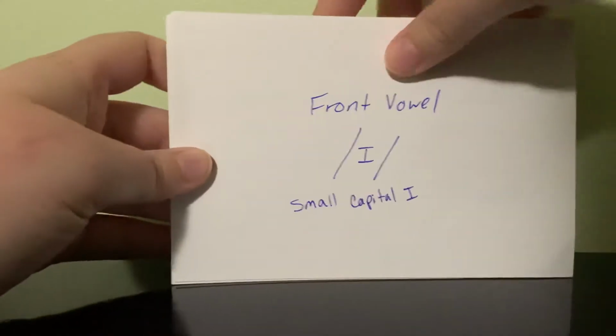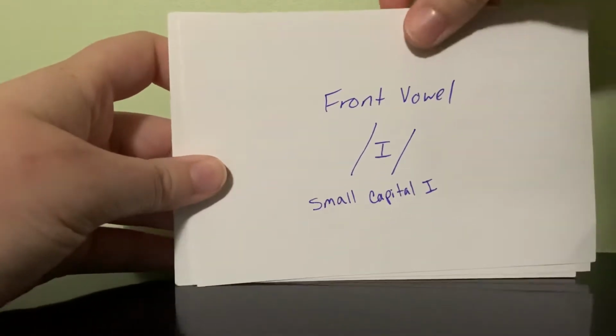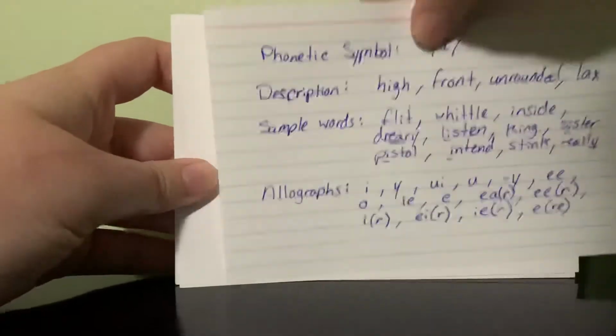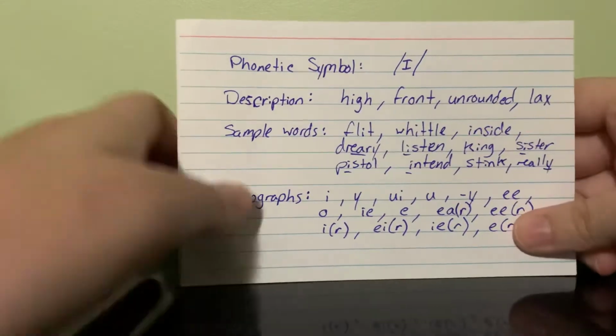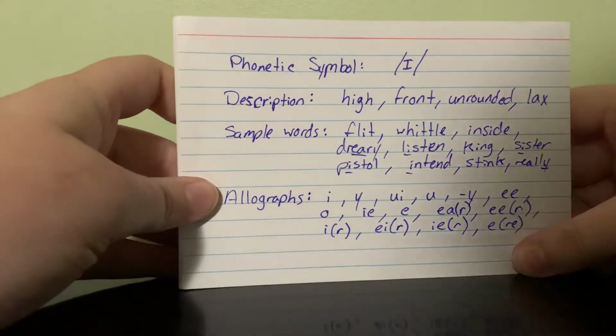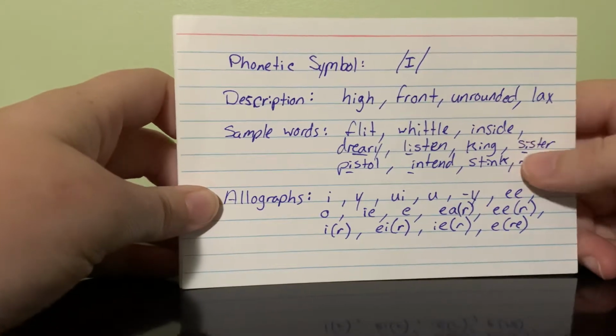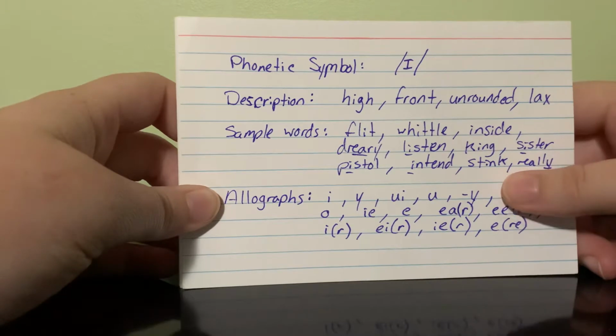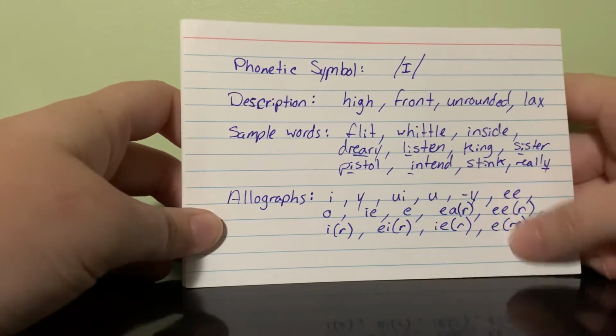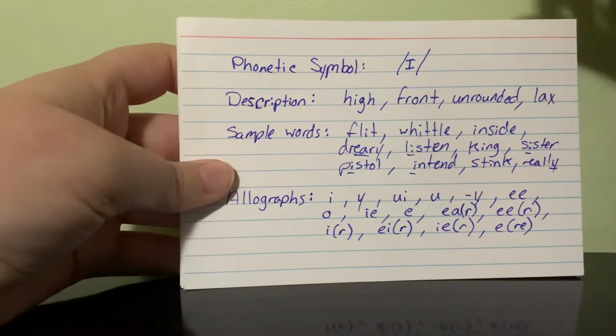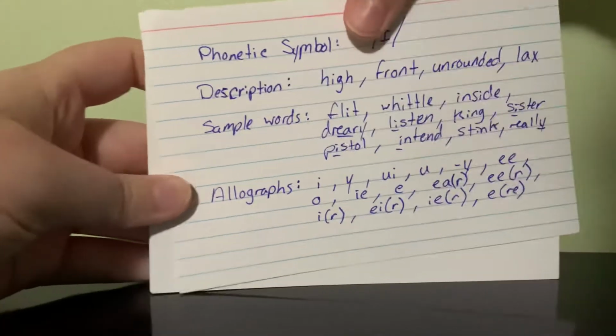The next front vowel is the small capital I, which I mentioned a little bit earlier in that diphthong. Its description is high, front, unrounded, and lax, and it makes the I sound, such as in flit, whittle, inside, listen, king, intend. And then the various allographs listed at the bottom that it can appear as in various words.